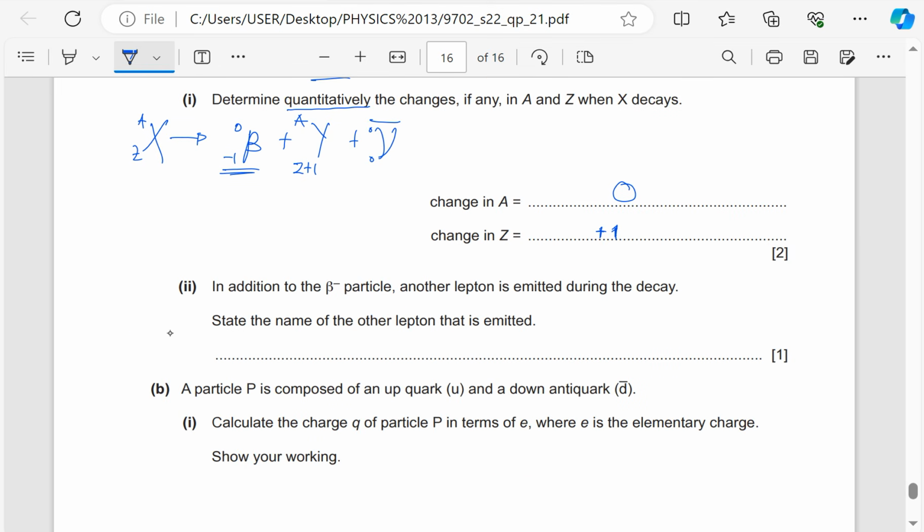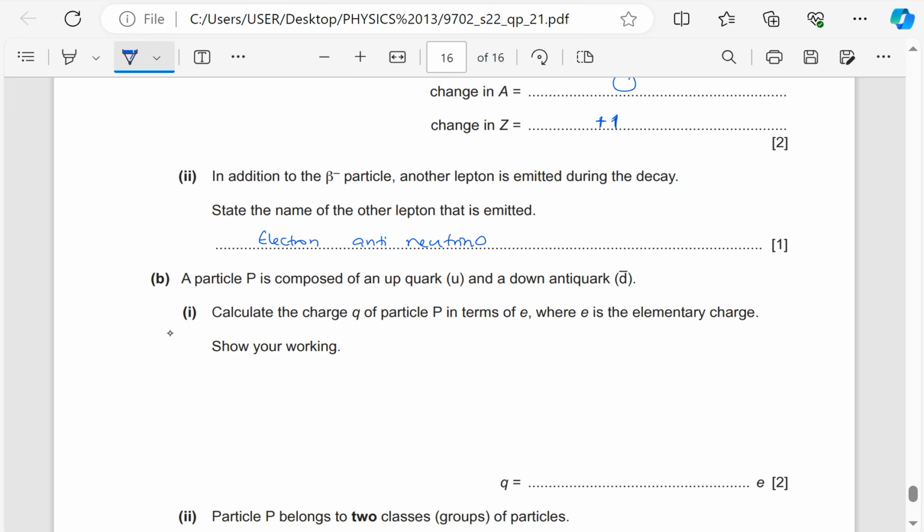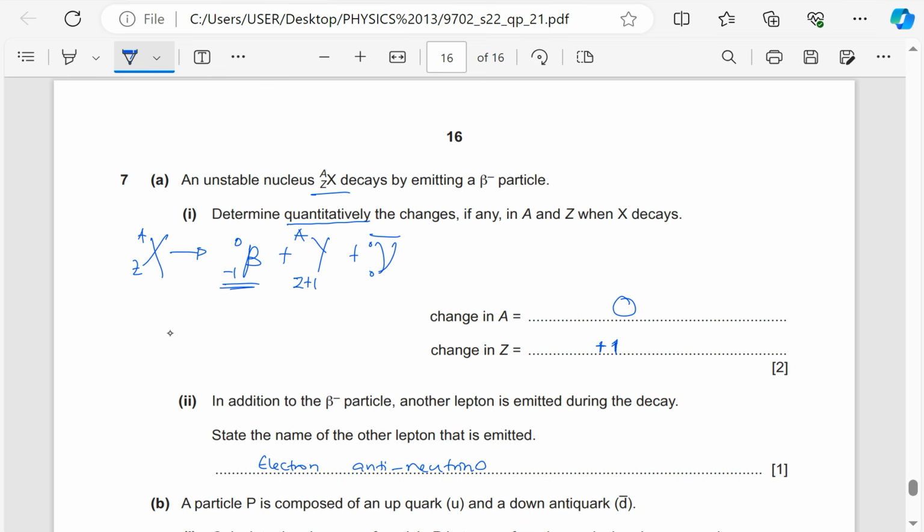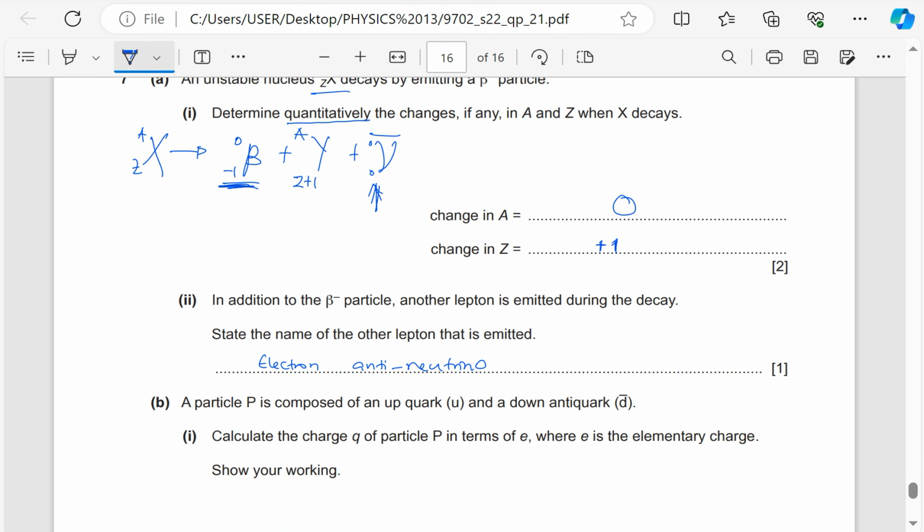Then in addition to beta minus particle, another lepton is emitted during the decay. State the name of the other lepton that is emitted. Of course, the one which is emitted is the electron antineutrino. By the way, this particle here is an electron antineutrino, which always accompanies a normal particle, which is the electron or the beta minus.